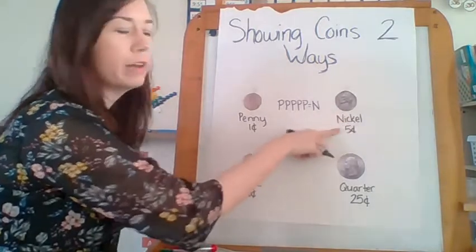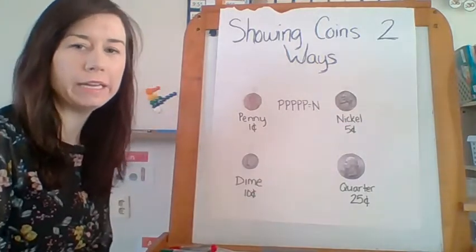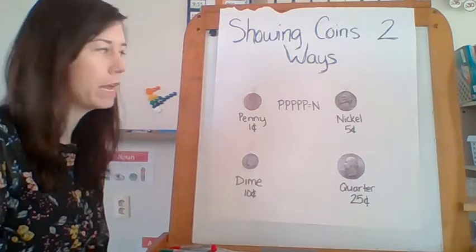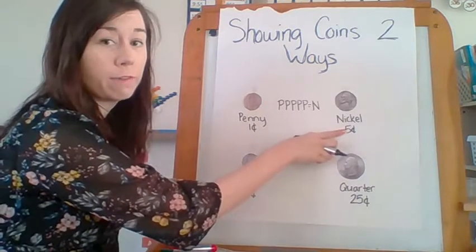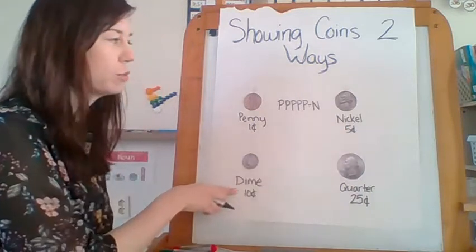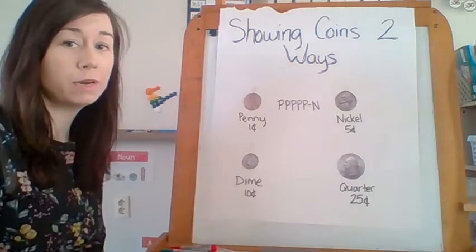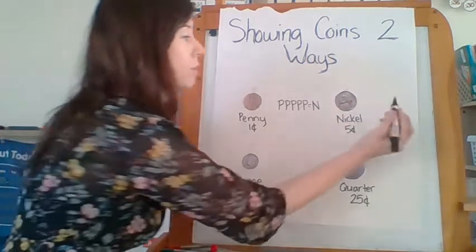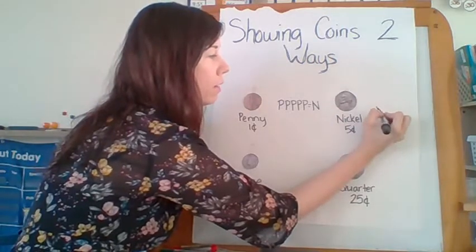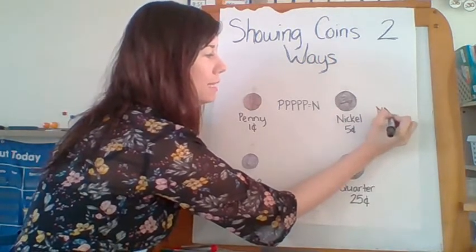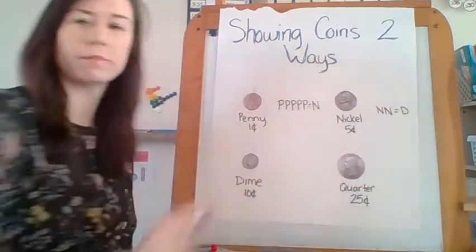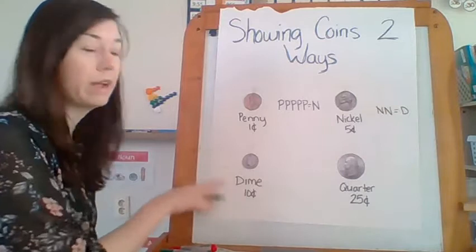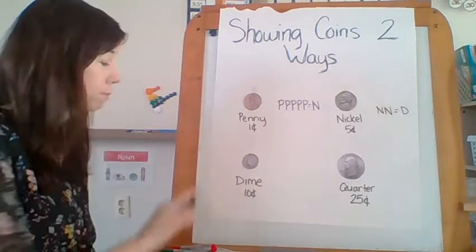Okay. Now let's think about nickels here. So how many nickels do you think could make a dime? So a nickel's worth 5 cents. A dime's worth 10. If I count up by fives, I have 1 nickel is 5, 10. So 2 nickels make 1 dime. Good.